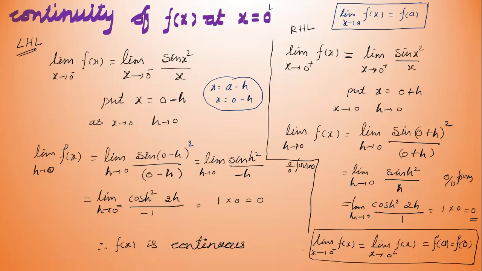Now, limit x tends to 0 minus f of x is equal to limit x tends to 0 plus f of x is equal to f of a, that means f of 0. The functional value is 0 here. Therefore, this function is continuous. F of x is continuous here.